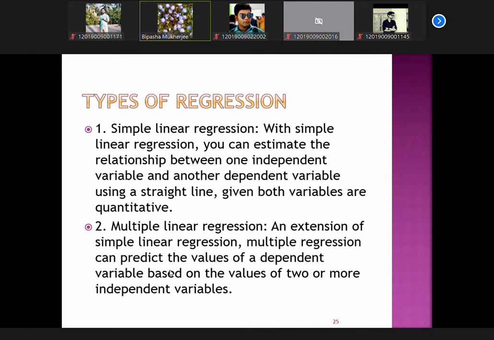Now, what does multiple linear regression mean? There may be some situations when the dependent variable y depends on multiple independent values, meaning there may be x1, x2, up to xn. The y value is not depending on only x1 or only x2 or only x3. It may depend on x1, x2, x3 with various weightage.